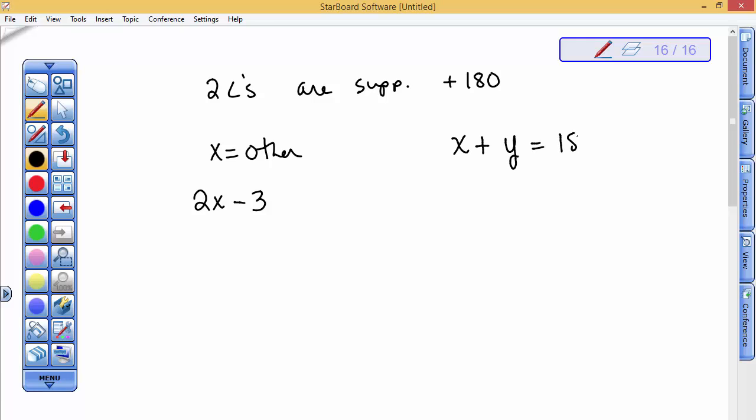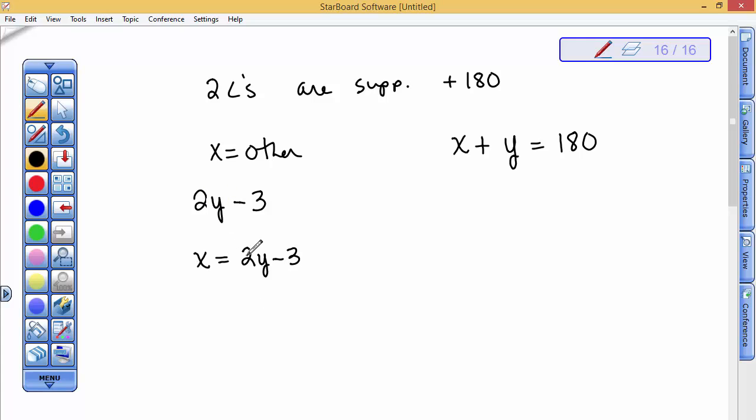And then I'm going to say that x is equivalent to twice y, the other angle, minus 3. I wish I had used a y here instead. One of the angles is equivalent to twice the other minus 3. So this is a better way to say that.